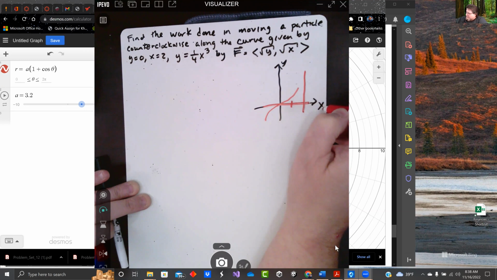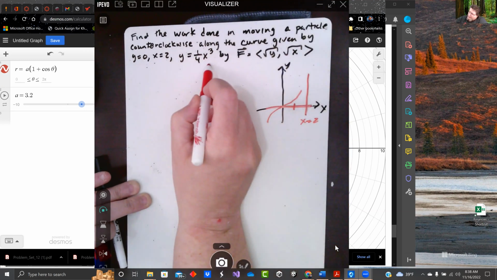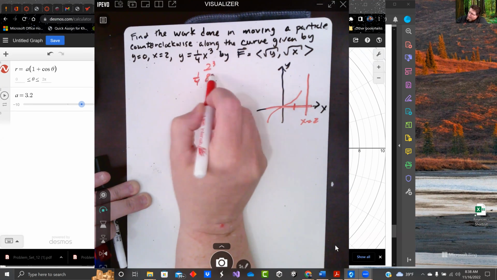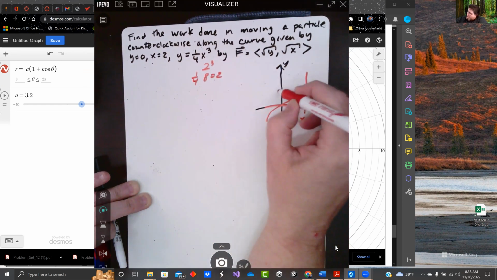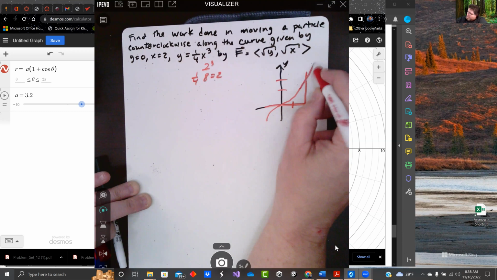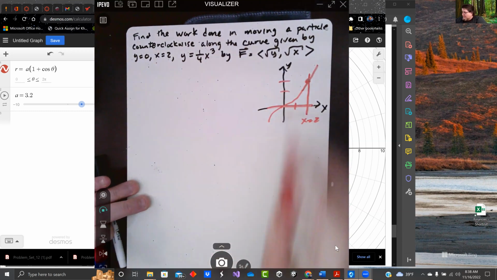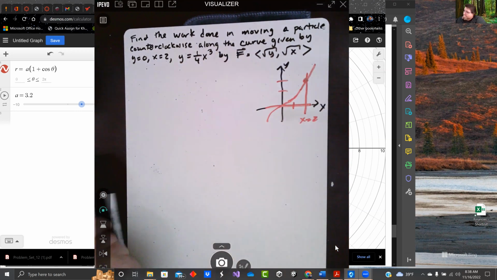Let's see where it crosses the x equals 2 line. If I plug in 2, I've got 2 cubed is 8 times 1/4 is 2. So it's crossing at 2. And so the region being captured is here.